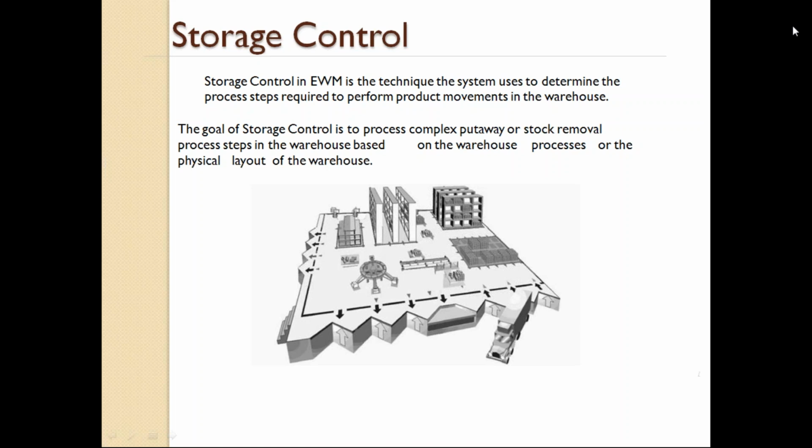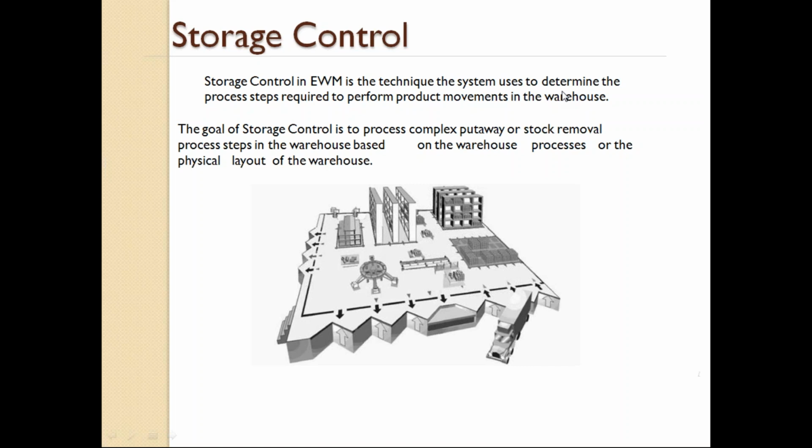So storage control is nothing but a complex way to carry out a putaway or stock removal process. So instead of you directly doing GR and putaway, you use the system to determine process steps to perform product movements in the warehouse. Let's say for example, for goods receipt, you do the GR and then take it for quality, do unloading, then take it for quality, do consolidation, then do the putaway.